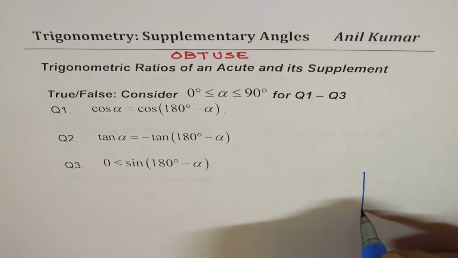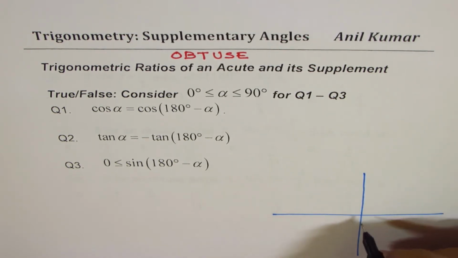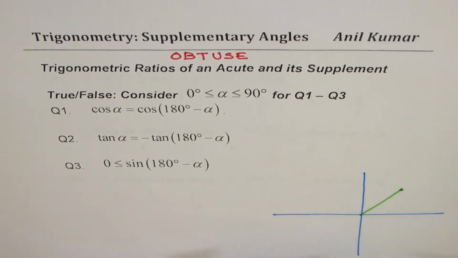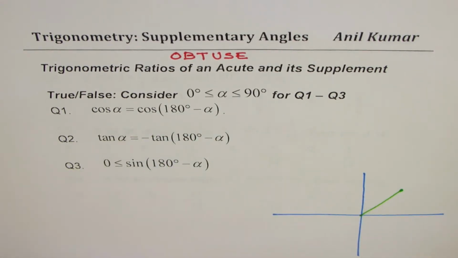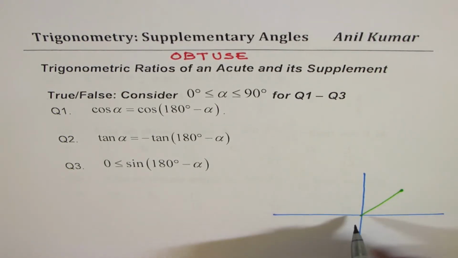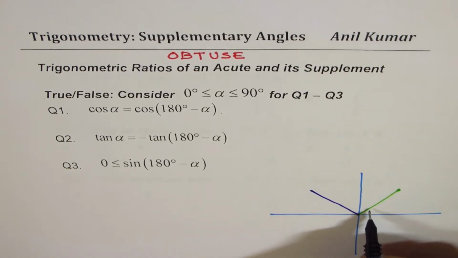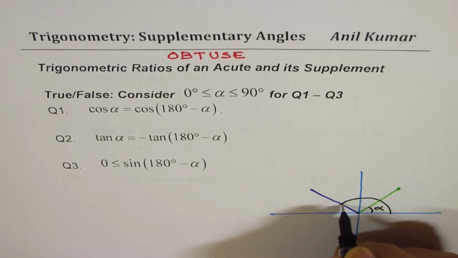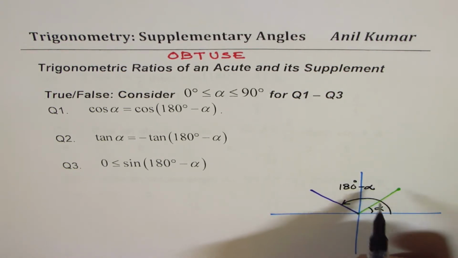We'll consider that we have an angle in quadrant 1, let us say like this, in quadrant 1, and then we'll consider 180 minus alpha, which will be an angle in quadrant 2, kind of like this, where if this angle is alpha, then the angle which we are talking about is 180 degrees minus alpha, right?